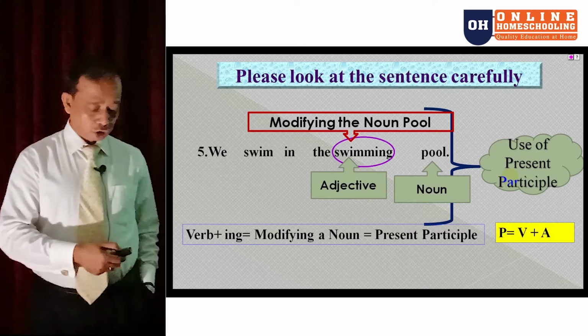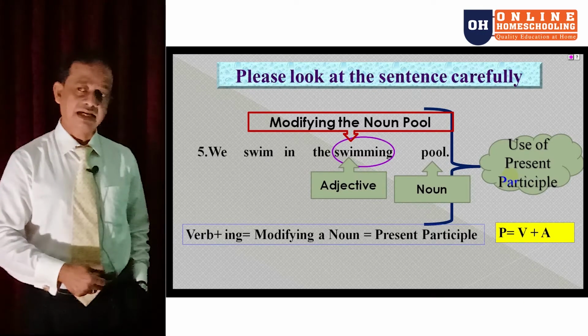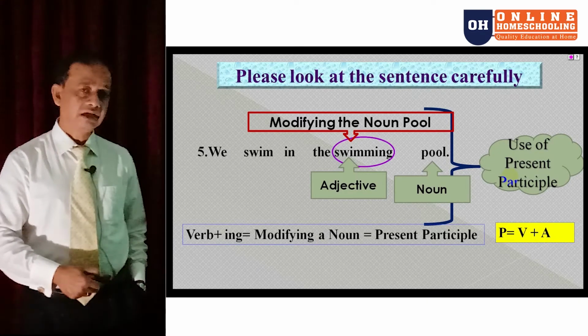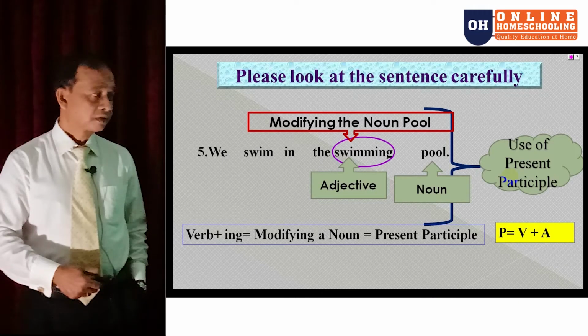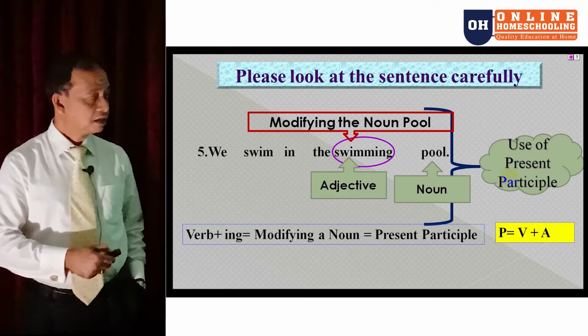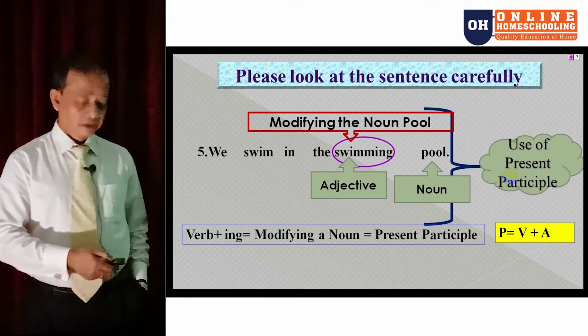And look, formula: P equal to V plus A. Participle equal to verb plus adjective. Look, swimming: swim is the verb, swimming is verb plus ing, and it's acting like an adjective. So this is called participle.